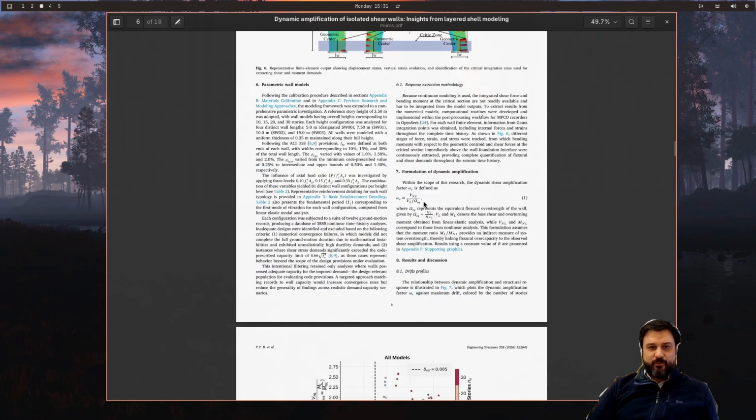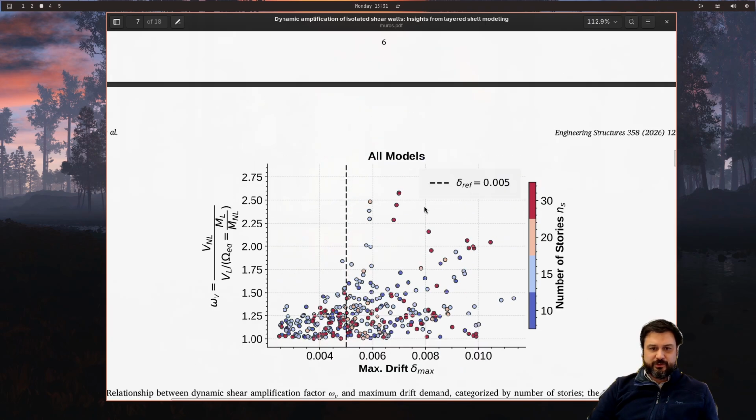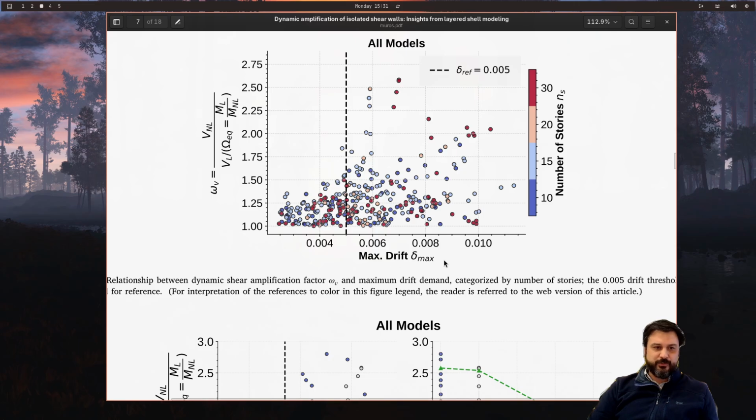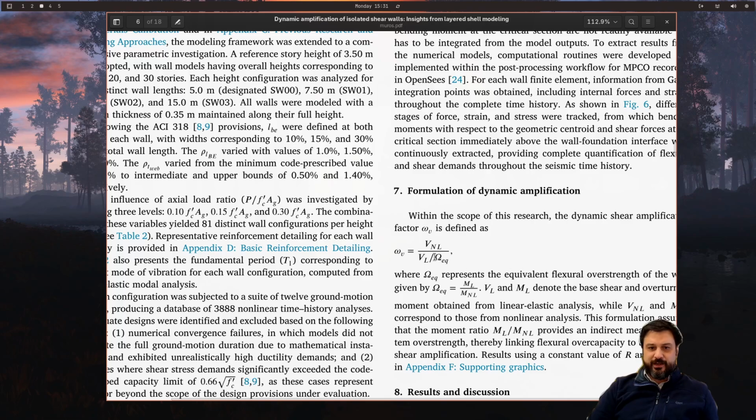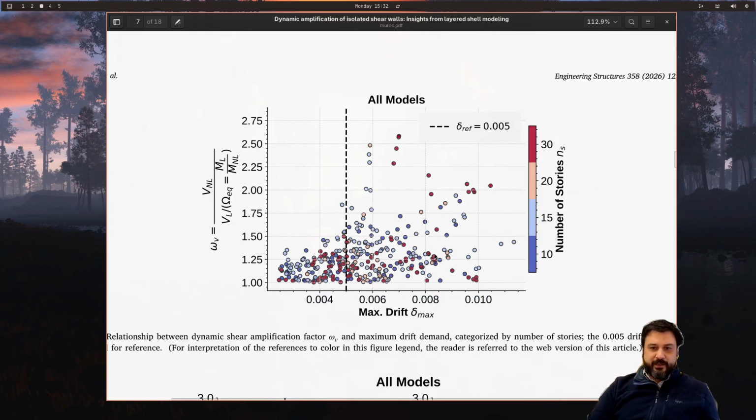And then what we discovered is that we can look at a lot of results. So what's this that we have here? The maximum drift versus the amplification. Now the amplification is defined by the nonlinear shear force normalized by the linear shear force times the overstrength ratio. So that's pretty standard. And so the main thing is the code.